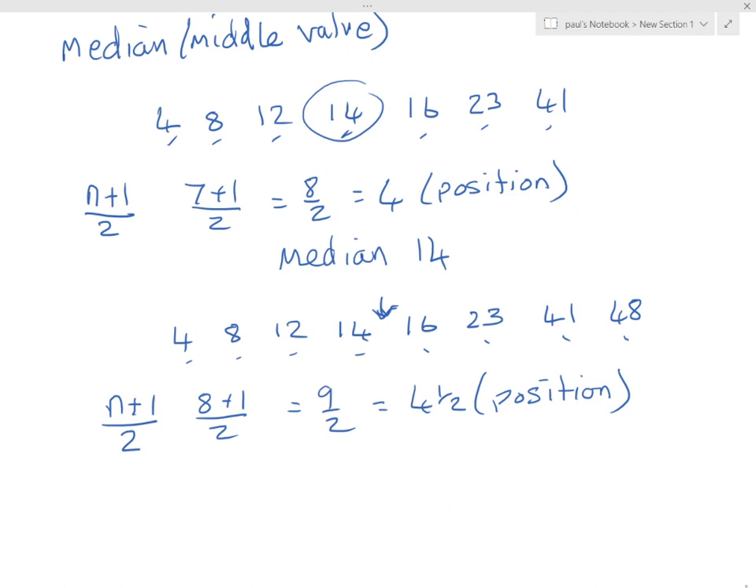So in this case, we go back to the way we did the mean. We add the two numbers together: 14 plus 16 divided by 2, which is 30 divided by 2, which is equal to 15. So the median is 15 when you have that particular awkward set.